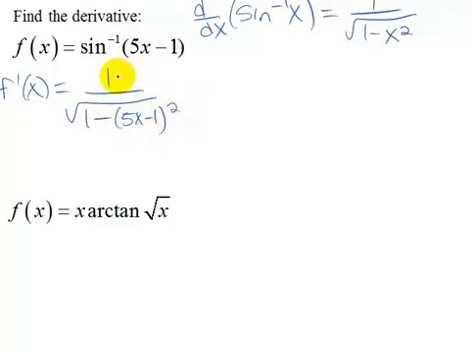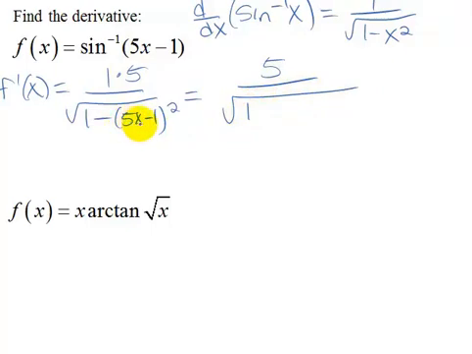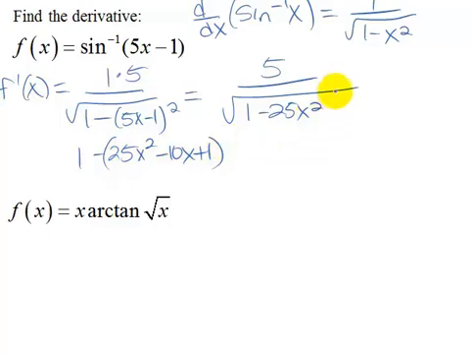And then we need to multiply that by the derivative of the stuff, and the derivative of 5x minus 1 is 5. So we've got our derivative is 5 over the square root of 1. Now if we multiplied this out, this would be 25x squared, distributing the negative, negative 25x squared. Maybe I'll write this down below and then we'll distribute the negative. So minus 10x plus 1 with this negative distributed here. So that's going to be plus 10x and minus 1.